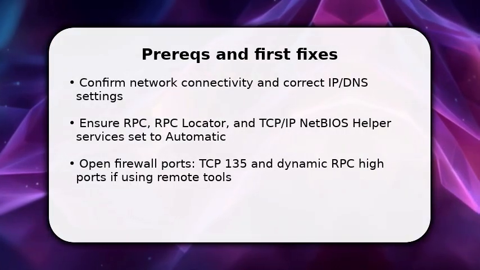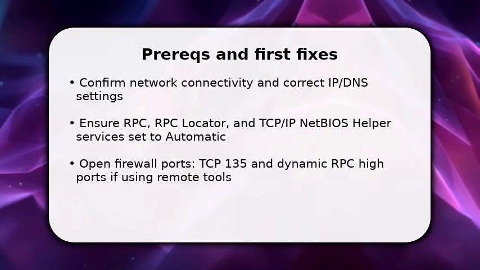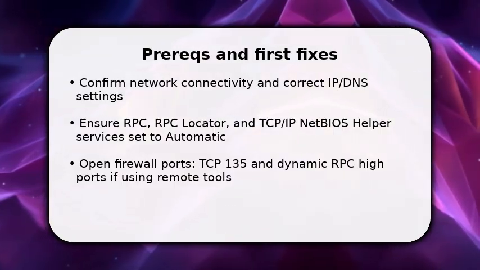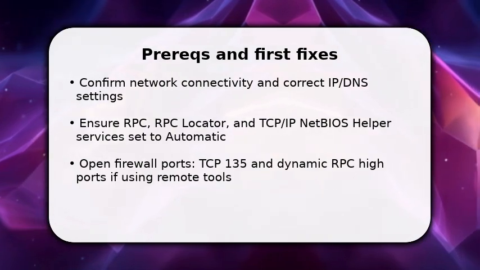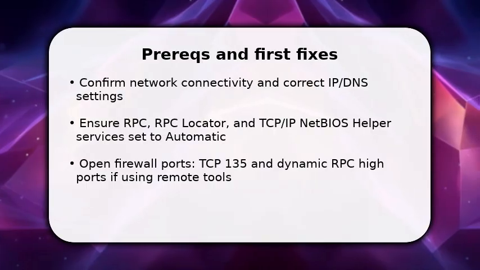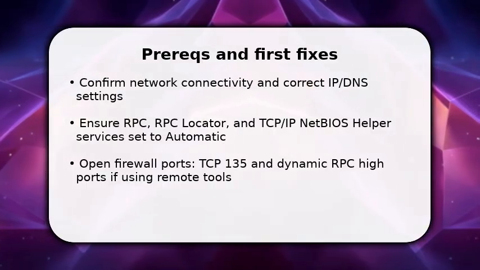Once done, check Windows Firewall inbound rules and allow TCP port 135. If your environment uses dynamic RPC, prepare to open the high port range. These steps restore basic connectivity.